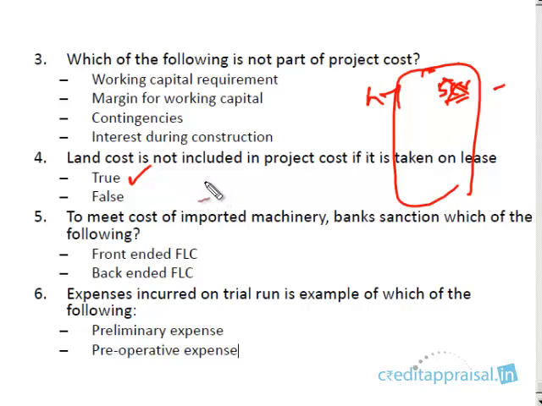In that case, we can consider it to be a part of project cost, but normally we don't consider it. We're speaking of some normal cases, so we can take the answer to this as true. Okay. Next question, question number 5.